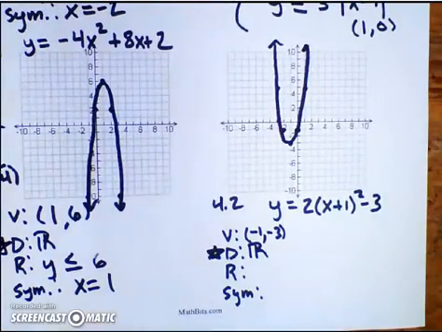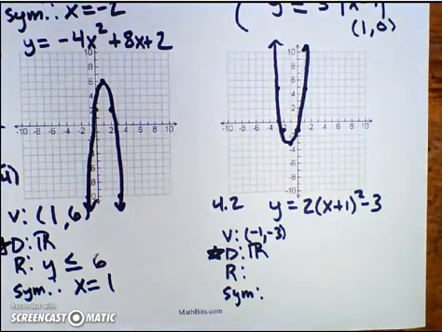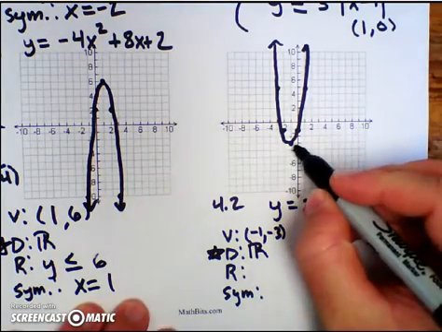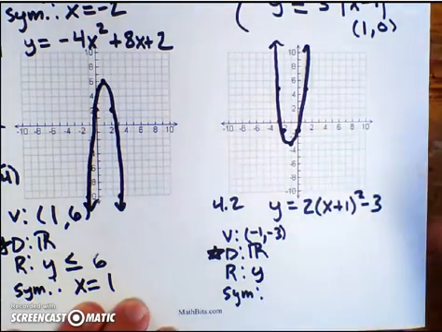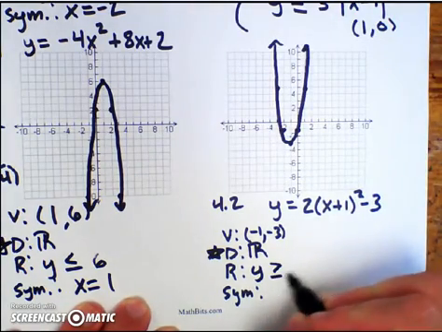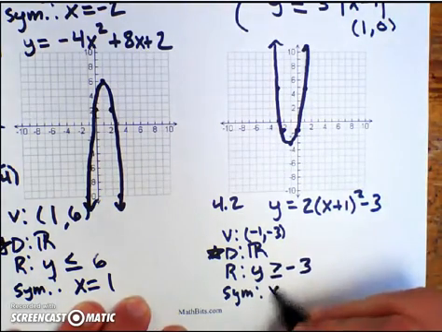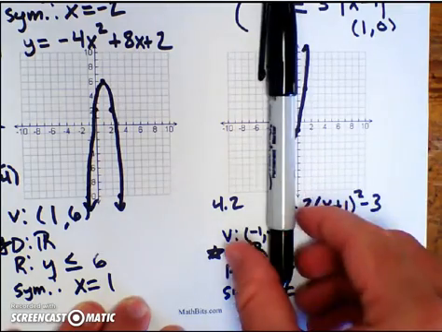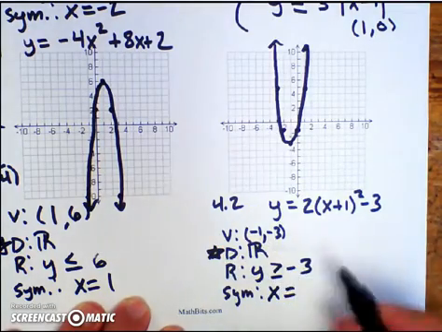Your range depends on the vertex. The vertex y value is at -3. And because my graph is everything above that point, it's greater than or equal to -3. Your axis of symmetry splits this graph right down the middle, which is at the x value of -1.